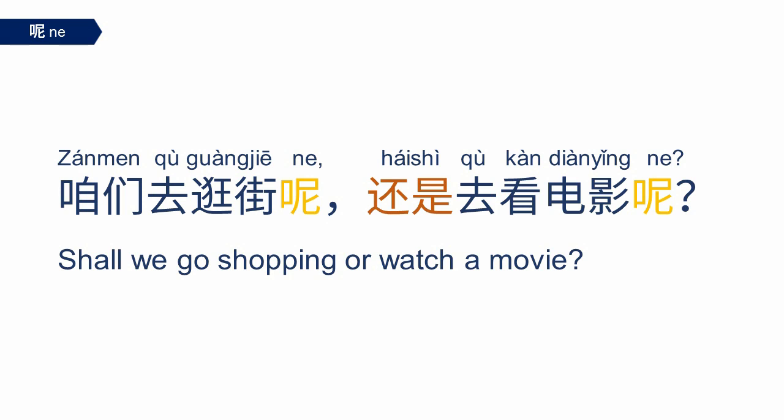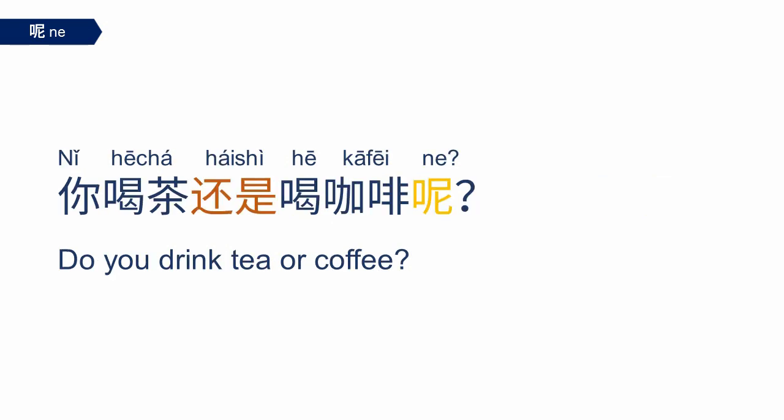Here is another one. Would you like to drink tea or coffee? 你喝茶还是喝咖啡呢？In this sentence, the two choices are using the same verb, 喝, so we can just put 呢 after the second verb phrase. Next one, why?